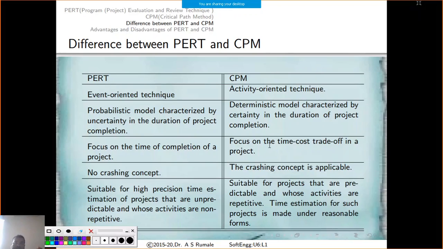Now CPM is suitable for projects that are predictable. For example, you want to complete a house or complete your degree, so the tenure is fixed. It is suitable for projects that are predictable and whose activities are repetitive, so you are required to repeatedly do the same thing.